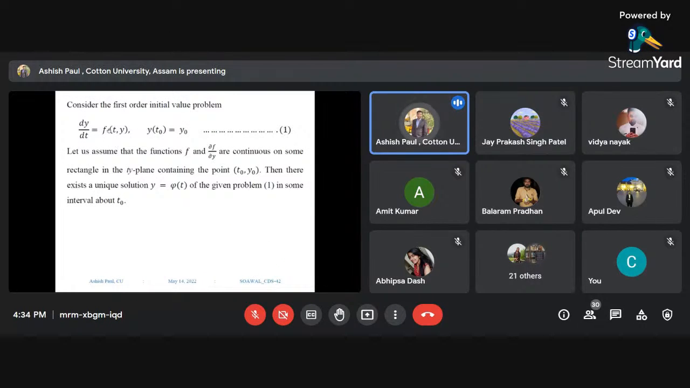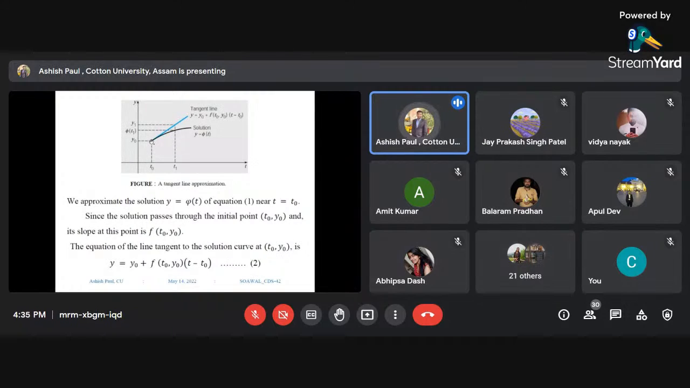Also, from equation 1, this function f of t, y is nothing but dy by dt. So this is a slope, and this is a known function, and we know the values of t naught and y naught. So substituting t naught and y naught here, f at t naught, y naught is also known to us. So the slope at this particular point is also known. So this point is known to us, and the slope at this point is also known to us.